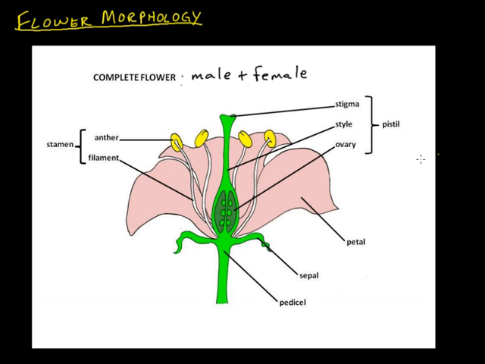So we'll start off by describing the outermost sections of the flower. And flower parts are arranged in what are called whorls, which are just circular arrangements of flower parts. And so the pedicel, it's similar to the word pedestal in that it just elevates the flower parts away from the stem. So there's your pedicel. And the first outermost whorl of the flower is the sepal.